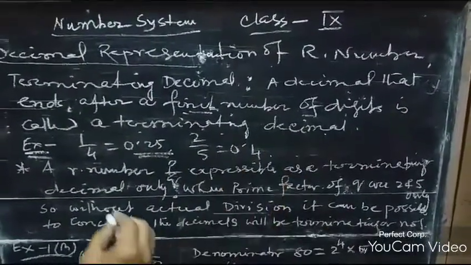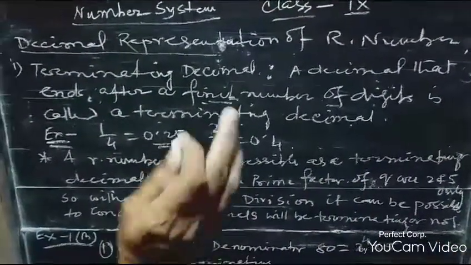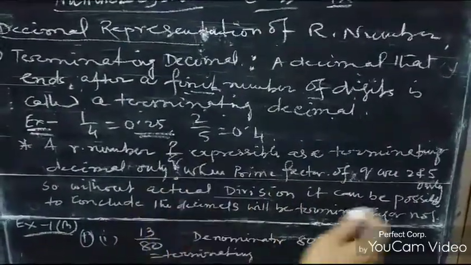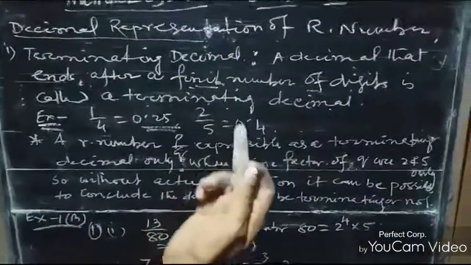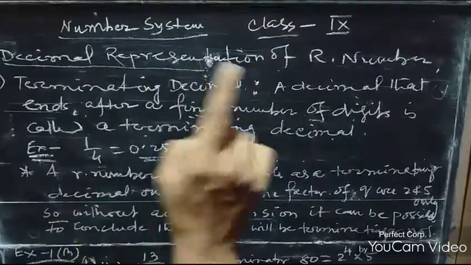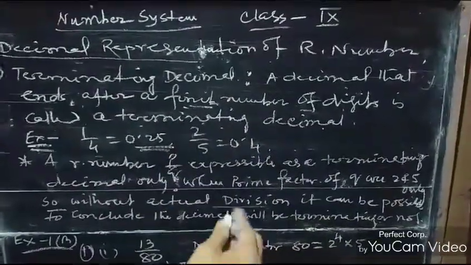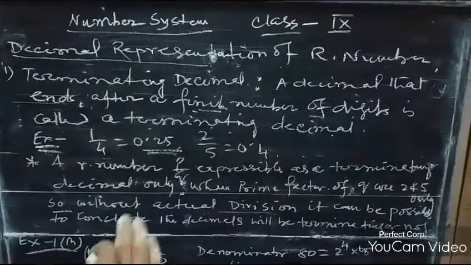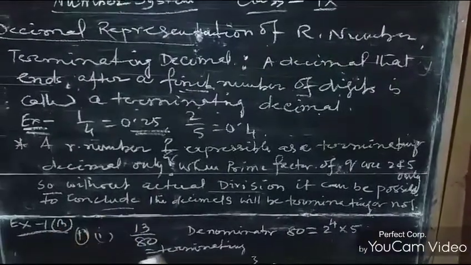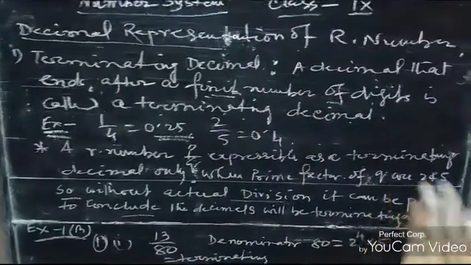This is terminating. And a rational number p by q is expressible as a terminating decimal number only when the prime factors of q, that is the denominator, are only 2 and 5. That is, if the denominator of any rational number is a multiple of 2, 5, or 2 and 5, then those rational numbers are terminating. So without actual division it is possible to conclude whether that rational number will be terminating or non-terminating.